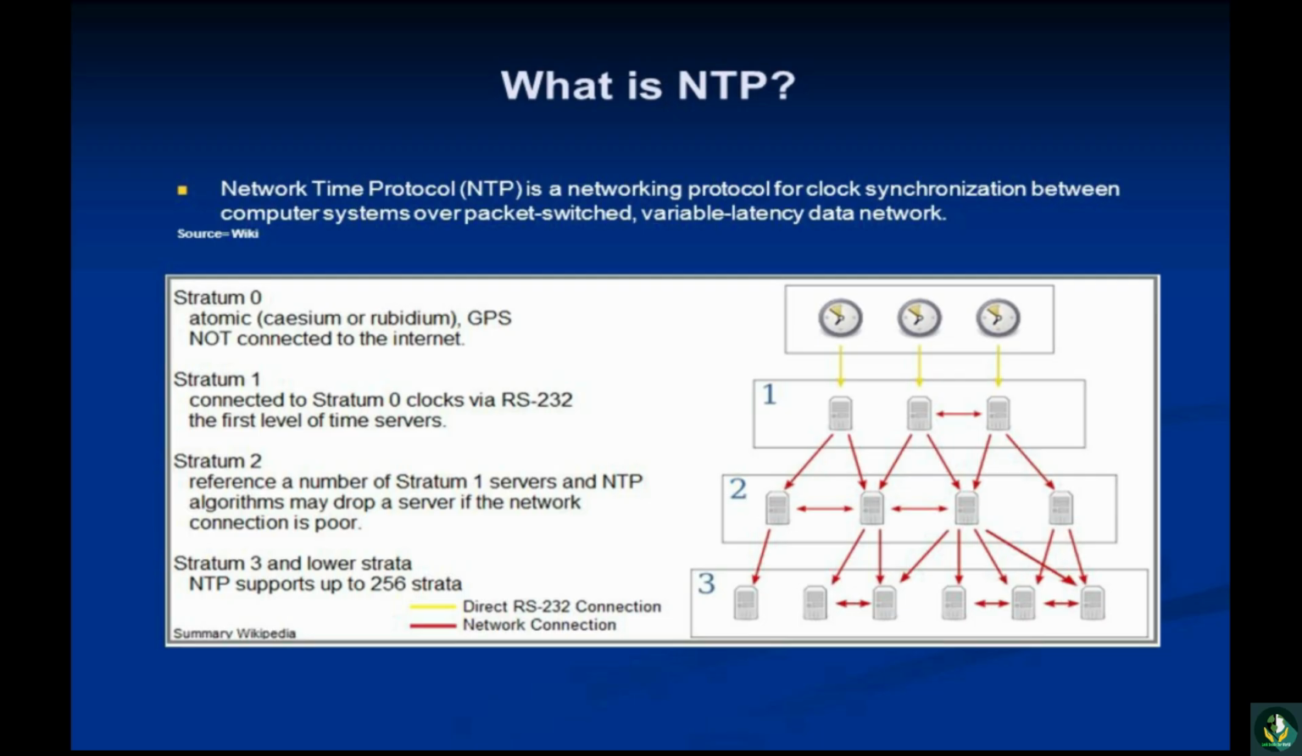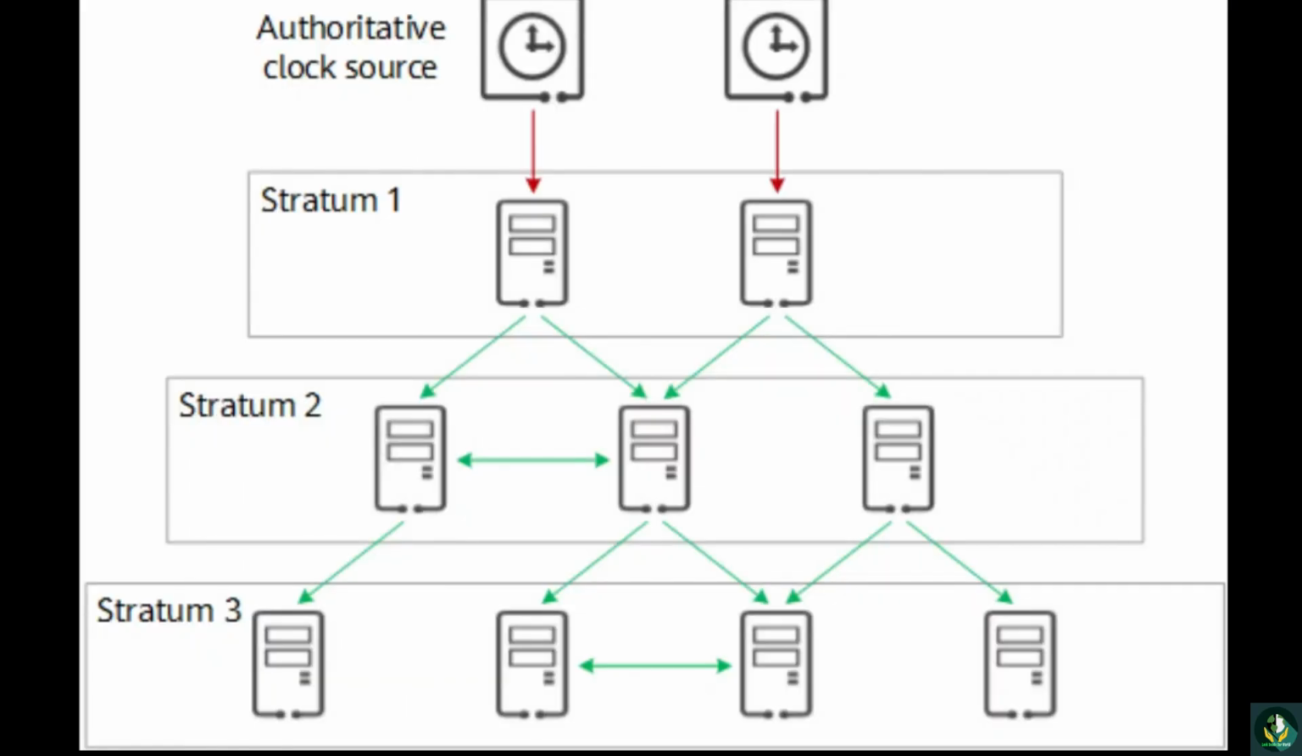Stratum 0, Stratum 1 to Stratum 2, Stratum 3. Stratum 0 is atomic and GPS clocks, not connected to the internet. Stratum 1 is connected to the Stratum 0 clocks, the first level of time servers. Stratum 2 references a number of Stratum 1 servers, and the NTP algorithm may drop a server if the network connection is poor. Then Stratum 3 and the lower strata.